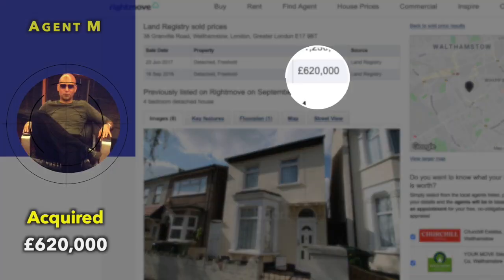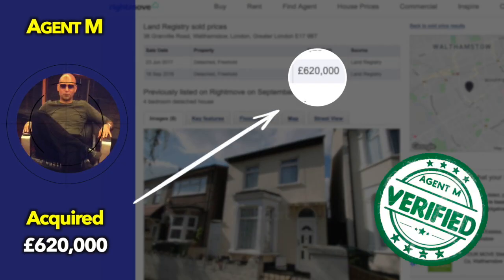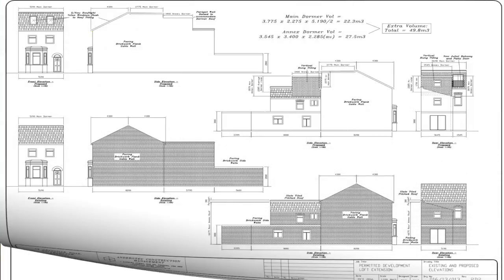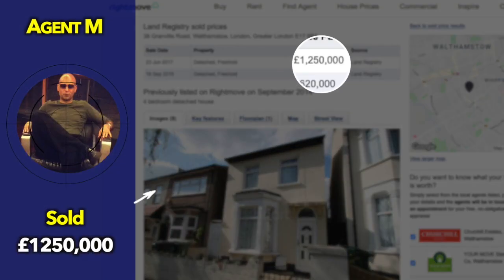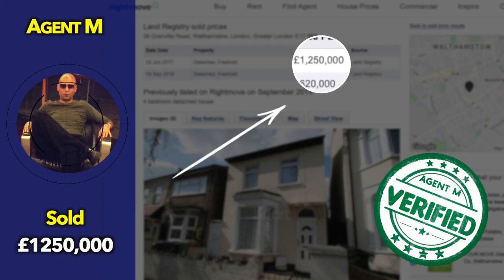Property hotspot example, and please do your own research on this location. Walthamstow, London, E17. Look at this property in 2017. It was acquired for £620,000. 8 months later, after value add, which was the creation of a loft and an extension and a full internal refurbishment, money in the bank, how much was it sold for? 1.25 million. That's in 8 months.